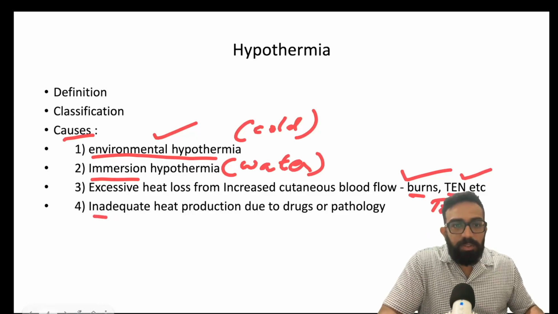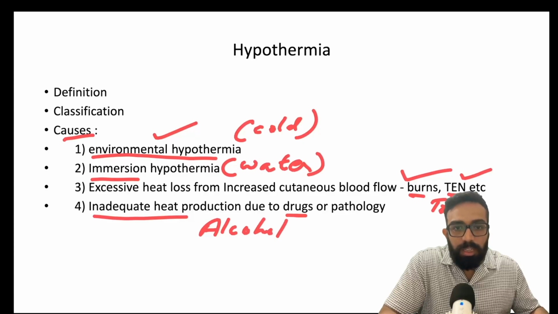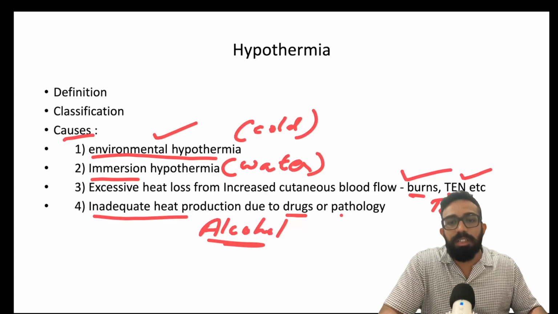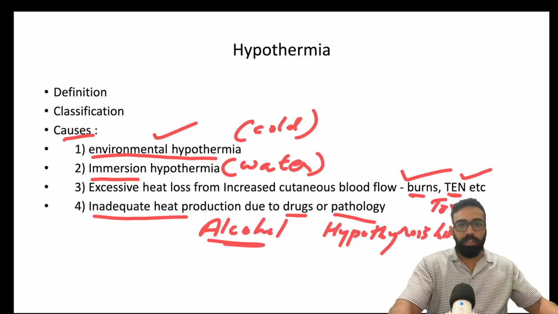Lastly, inadequate heat production due to drugs. What are the drugs? Most notorious one which I want every student to know is alcohol. Alcohol is the most notorious drug. There are certain pathologies also. For example, I can give hypothyroidism. Hypothyroidism is one of those pathologies. So these are the causes of hypothermia.